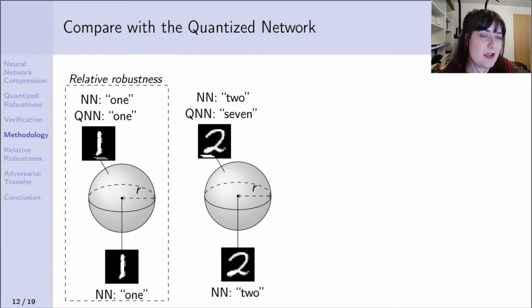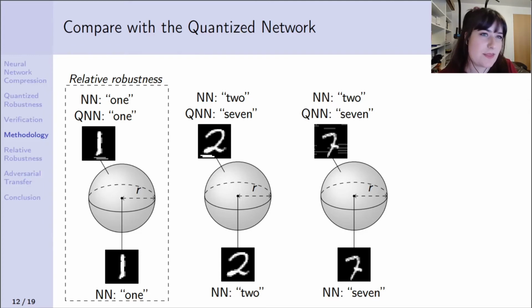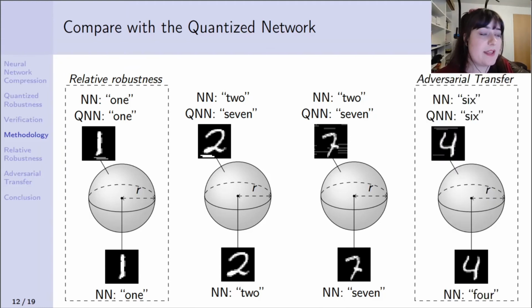In the second case, our full precision network correctly classifies all perturbations, i.e. it is robust. However, our quantized network is fooled by one or more adversarial counterexamples. In the third case, our full precision network is fooled by one or more adversarial counterexamples into misclassifying. However, the quantized neural network is not. In the final case, both the full precision and quantized neural network misclassify the same adversarial counterexamples. We call this adversarial transfer.